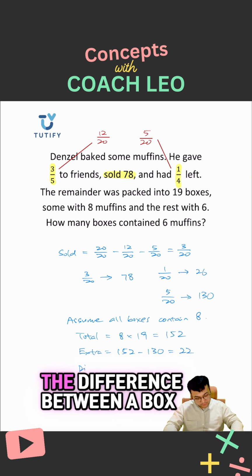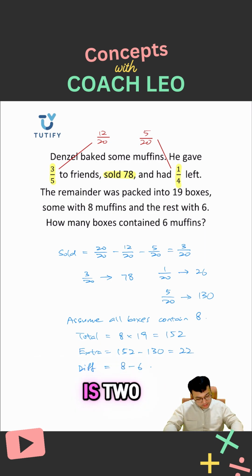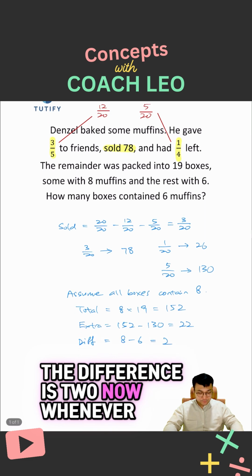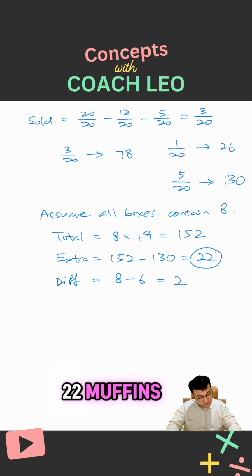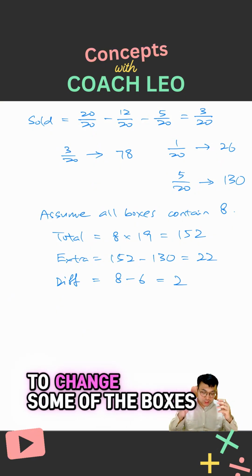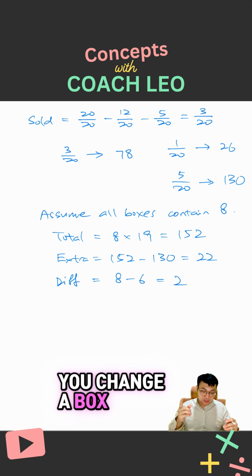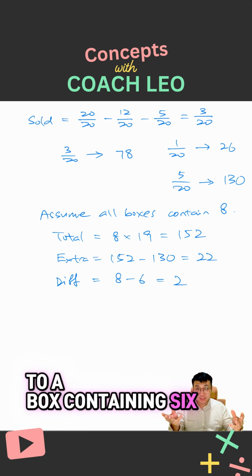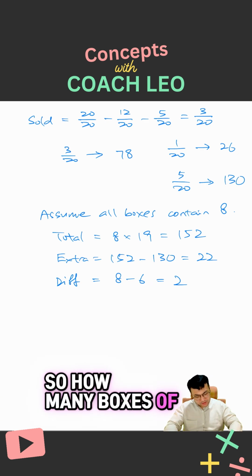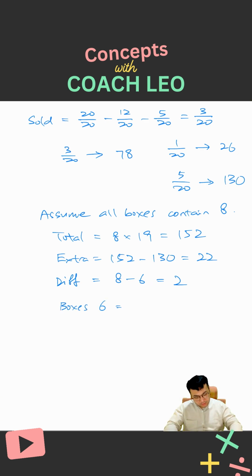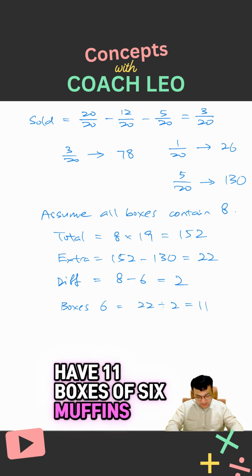Now, ask yourself, what is the difference between a box that contains 8 muffins and 6 muffins? 8 minus 6 is 2. The difference is 2. Now, if we want to get rid of the excess 22 muffins, we are going to have to change some of the boxes from 8 to 6. Whenever you change a box from a box containing 8 to a box containing 6, you are going to lose 2 muffins. We need to lose 22 muffins. So how many boxes of 6 do we need? 22 divided by 2, we'll have 11 boxes of 6 muffins.